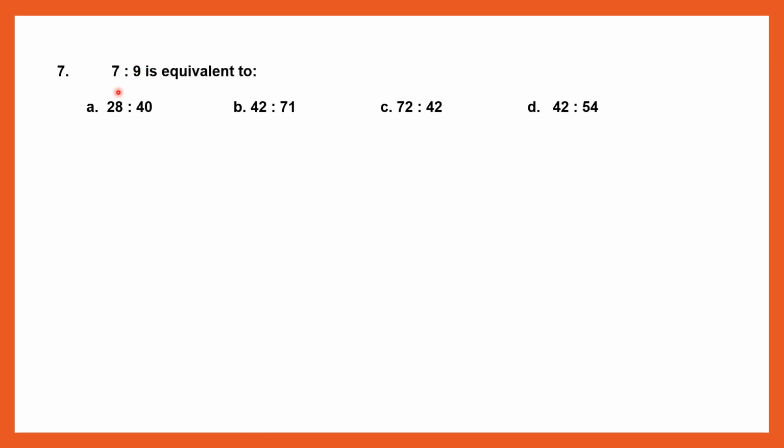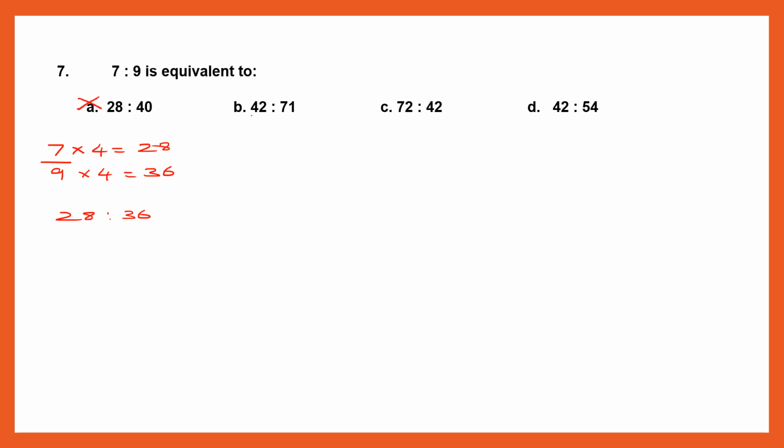Question 7. 7:9 is equivalent to which of these numbers? So let's begin with the first ratio. Now 7 into what is 28? 7 fours are 28 here, isn't it? So 7 into 4 is 28. That means we have to multiply 9 also by 4. 9 fours are 36. So you should get 28 is to 36. But the first one says 28 is to 40. So this is not the answer.